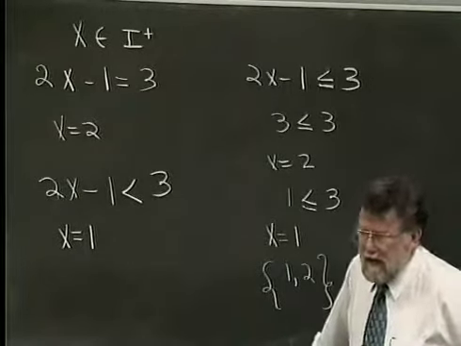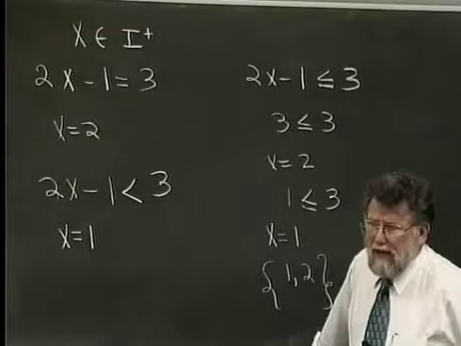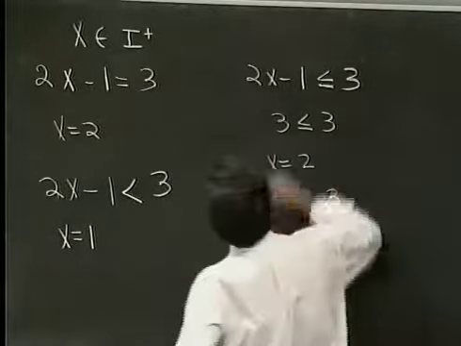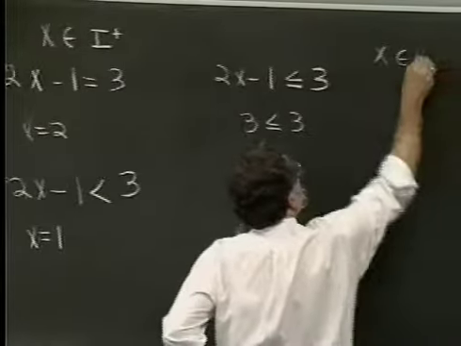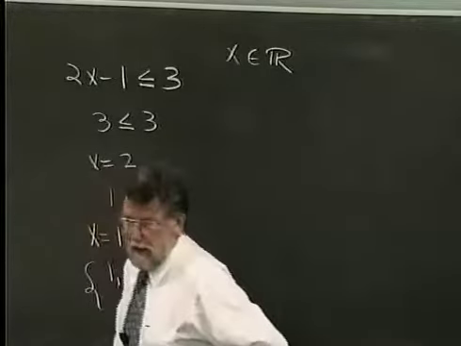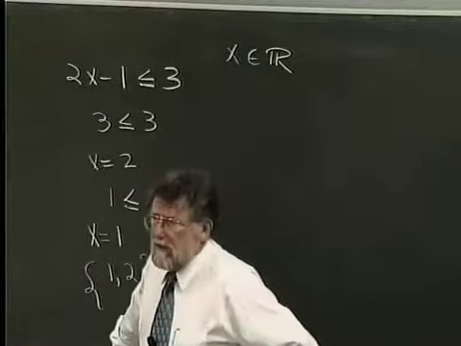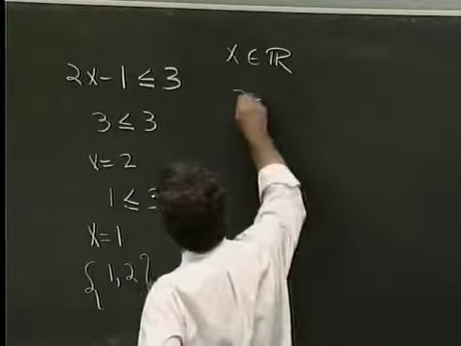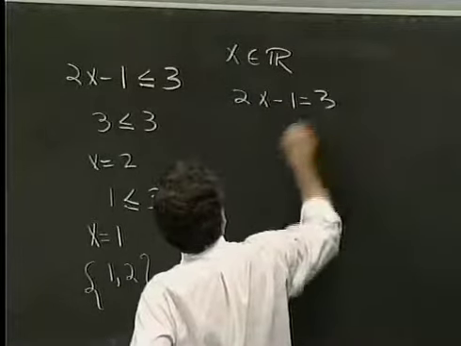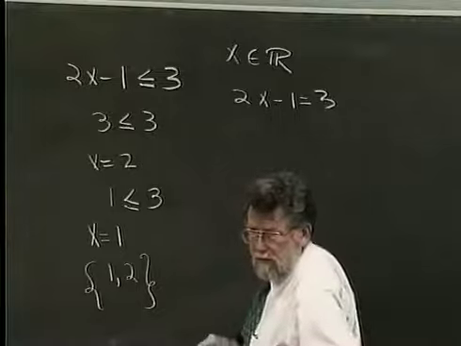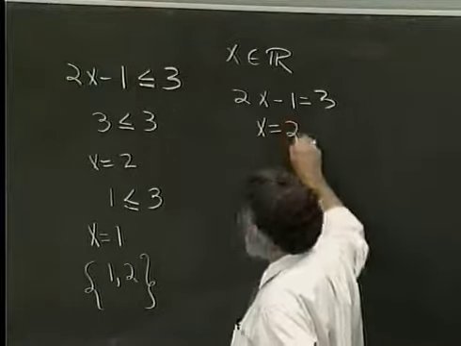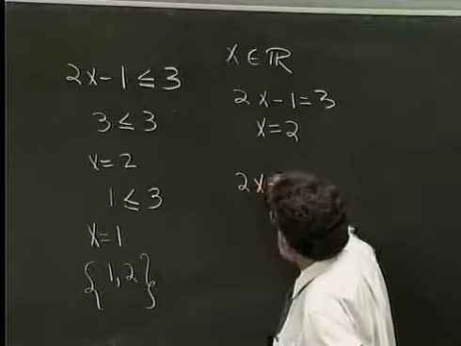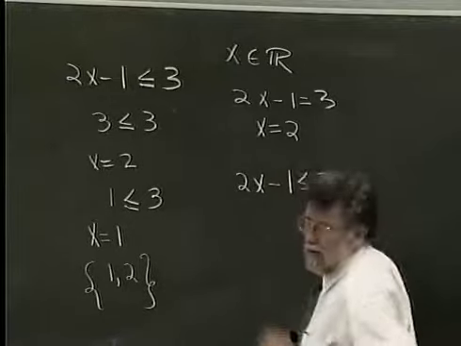If I think of these two problems with x in the real numbers, then the solutions are going to change considerably. Relative to the equation, I still have one number. So when I look at x in the real numbers and I look at this equation, I still have just x equals 2. Is that comfortable? But now what happens if I look at the inequality, and let's take the case where I have less than or equal to 3.